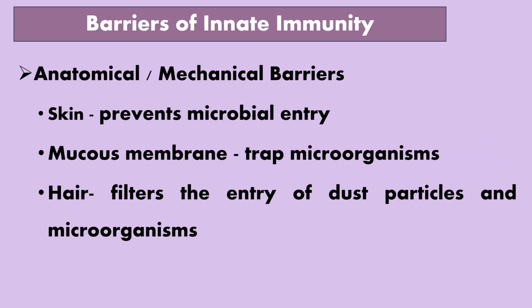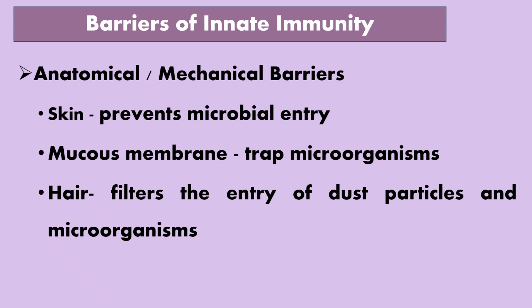Barriers of innate immunity. There are three different types of anatomical barriers in innate immunity. In that, the first one is the skin. Skin is the mechanical barrier which retards the entry of microorganisms. Because of the acidic environment of the skin, it retards the growth of microorganisms. The second one is the mucous membrane. The mucus secreted by the mucous membrane traps the microorganisms and immobilizes them.